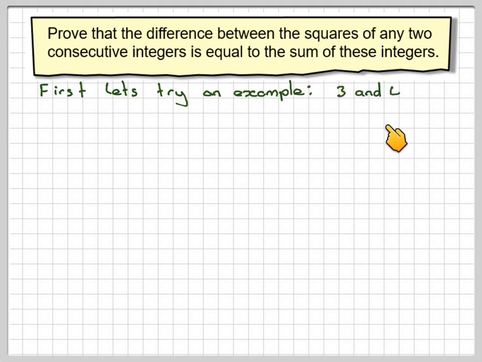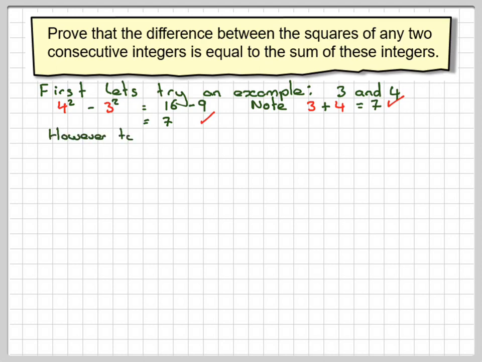So let's try 3 and 4. If we do 4 squared minus 3 squared, that's finding the difference between them. That will be 16 minus 9, which will give me 7. If I add 3 plus 4, then I'm going to get 7. So it seems to work.